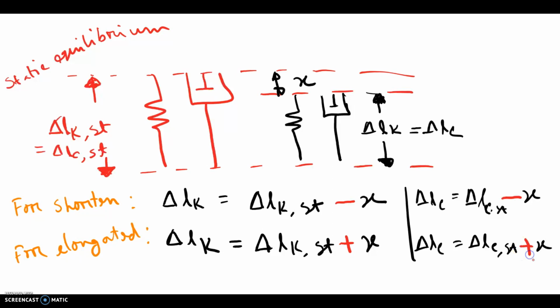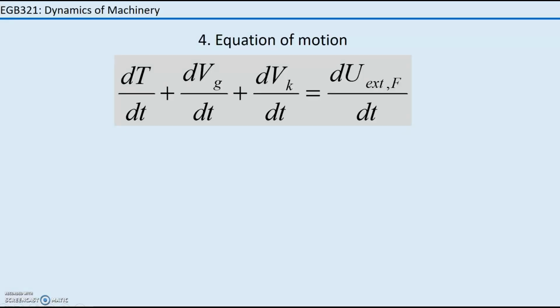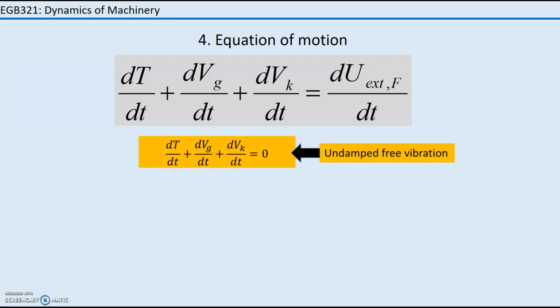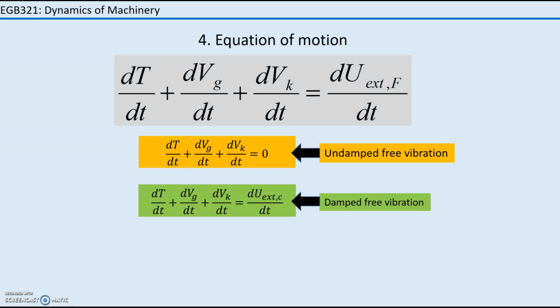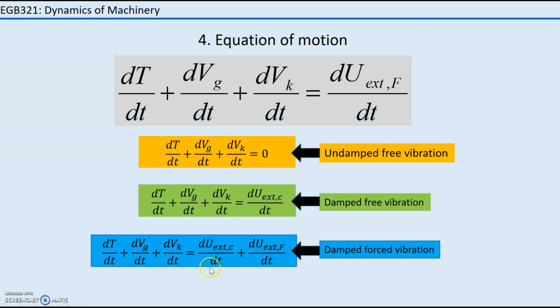Same thing for the damper. Next is step 4, where we write the equation of motion. There are three cases we need to consider when we write this equation. For undamped free vibration, the equation would have a zero on the right hand side. For damped free vibration, the equation would have a damping part on the right hand side, and for damped forced vibration the equation would have both the damping part and the external force part.